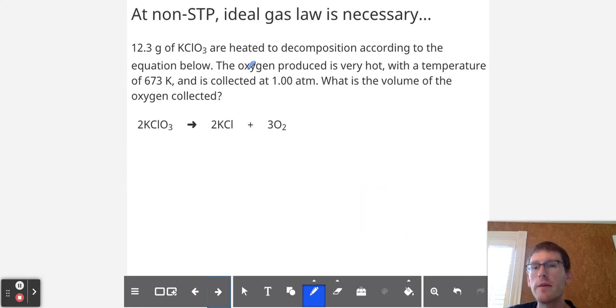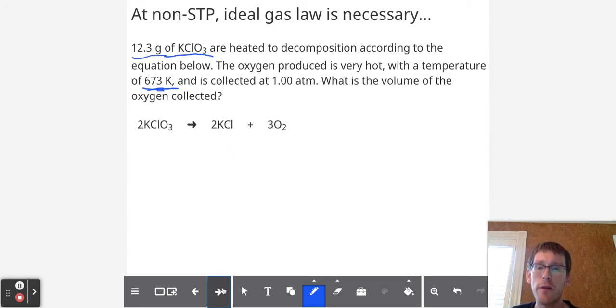So that's at STP, but when we're not at STP, then we need to use the ideal gas law, and here's an example. We have the same chemical equation here, but this time we're given 12.3 grams of KClO3 just to make it a little bit different. And in this case, we find that the oxygen is collected at a temperature of 673 Kelvin. So we are not at standard temperature and pressure. Pressure is standard, I guess, but the temperature is not.